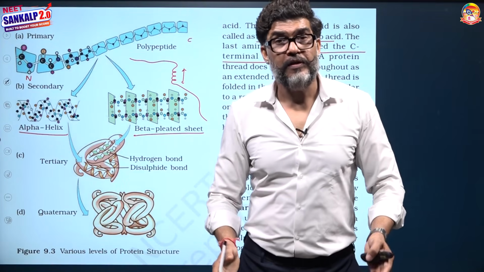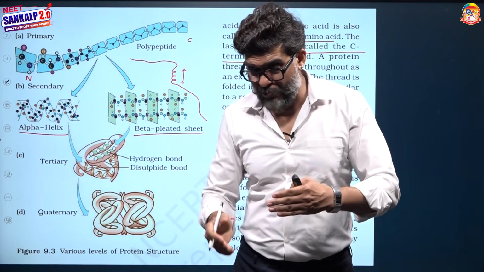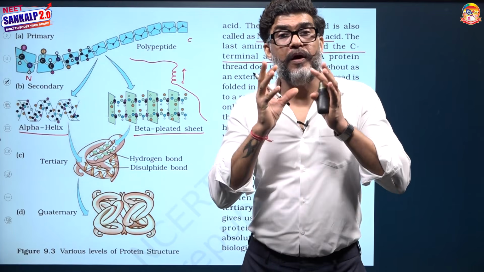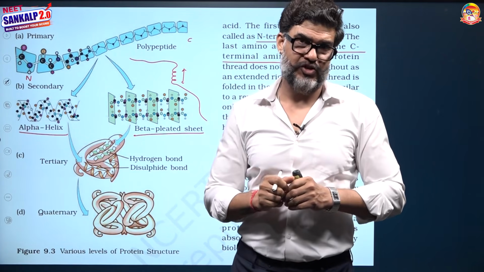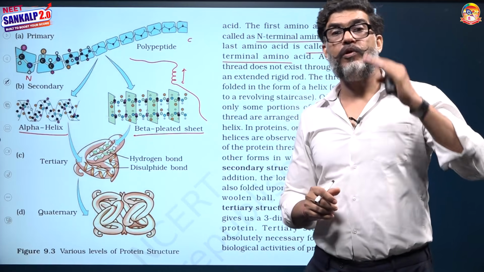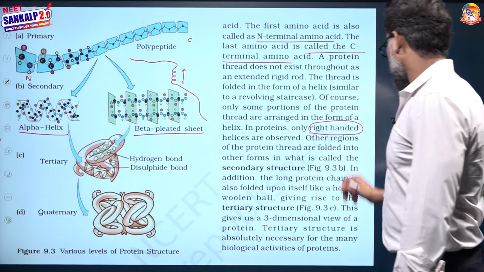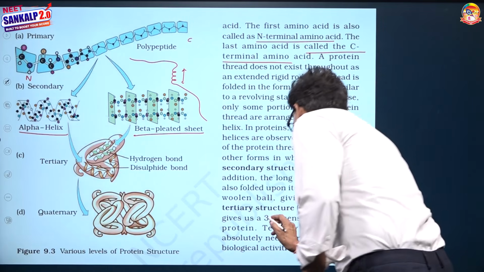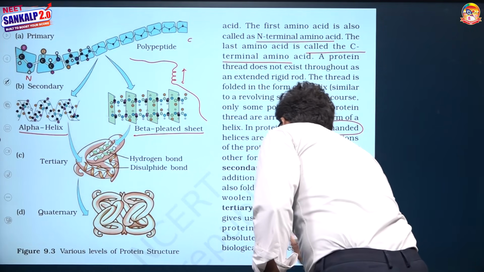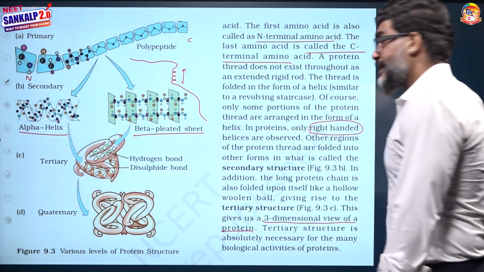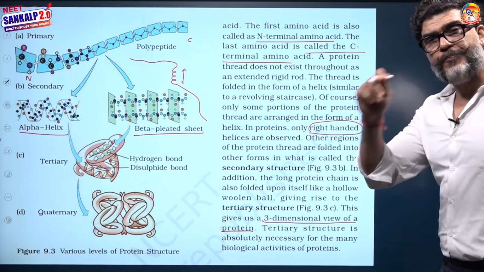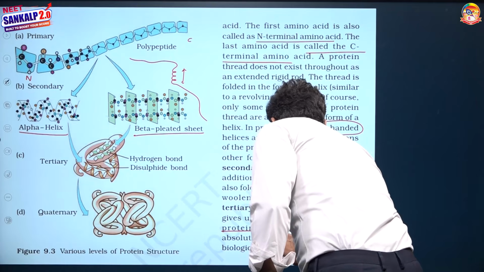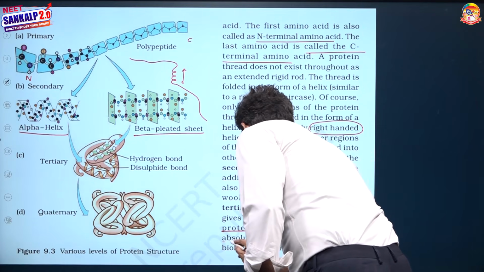When any protein, besides peptide bonds and hydrogen bonds, attains these types of bonds also, it becomes a three-dimensional globular structure, and this configuration is called tertiary structure. This tertiary structure gives us a three-dimensional view of a protein. Tertiary structure is absolutely necessary for many biological activities. Very important point. You know why?